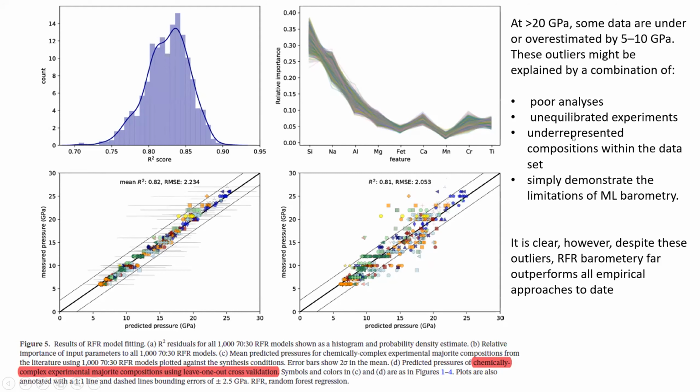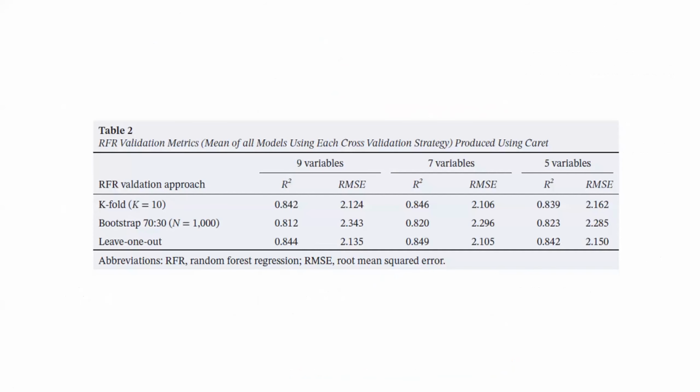One is that the pressure analysis of these data points has been poor, or the experiments were not properly equilibrated, or third, that maybe these higher n member points are underrepresented, or maybe this is just a drawback of machine learning barometry. Anyway, even with all those drawbacks, it is clearly visible that this random forest barometry is far better than the other barometers that are used. They have tried using different variables and have compared.